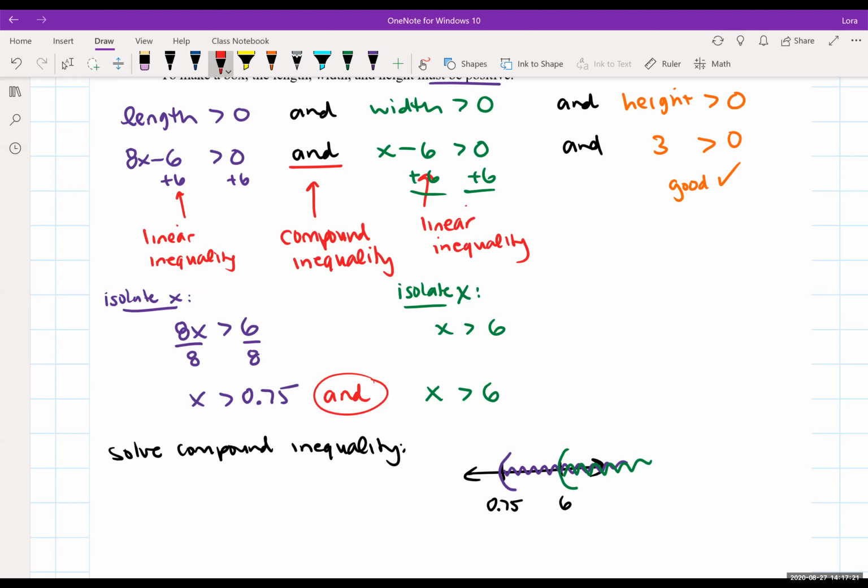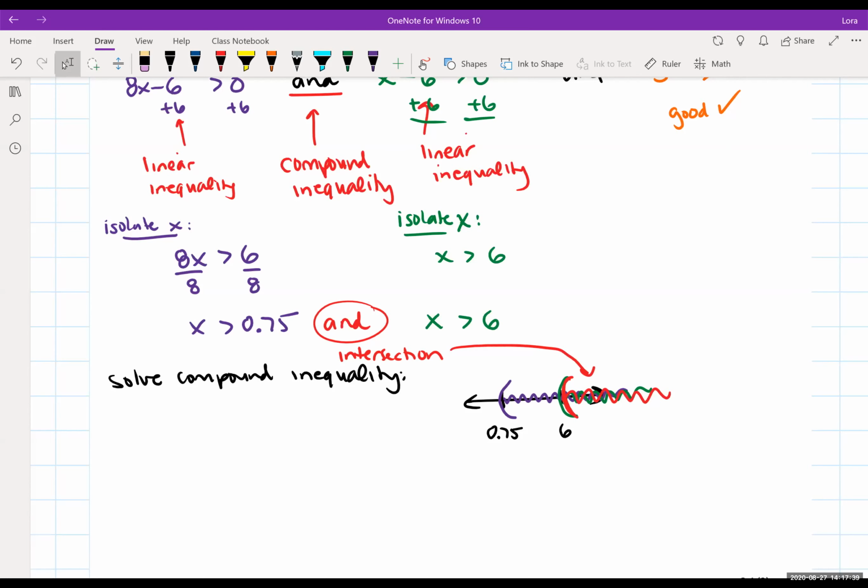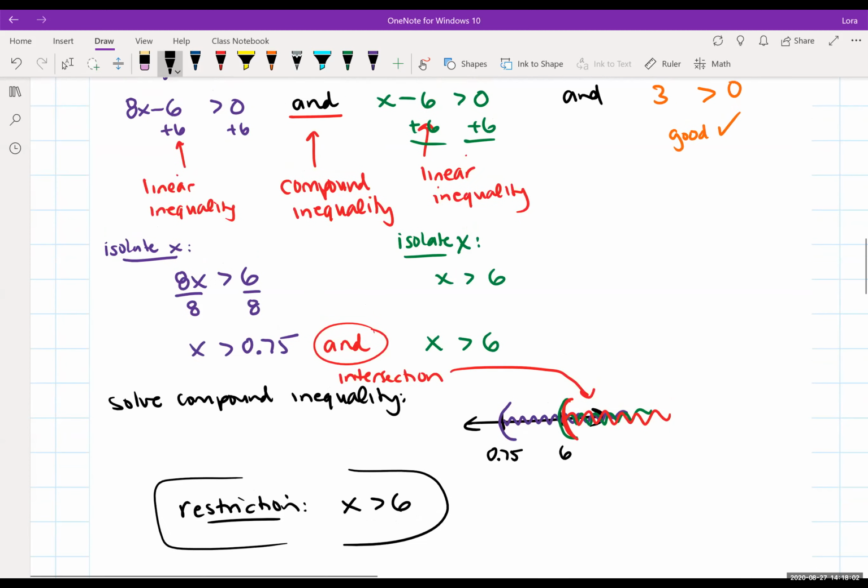So now if we're dealing with the link word "and," we are looking for the intersection. And the intersection is where we have colored twice. And right away you can see right here, the actual restriction on x is just the inequality x is greater than 6. Because if you're greater than 6, aren't you also greater than 0.75? So this is what we would be answering for this part.